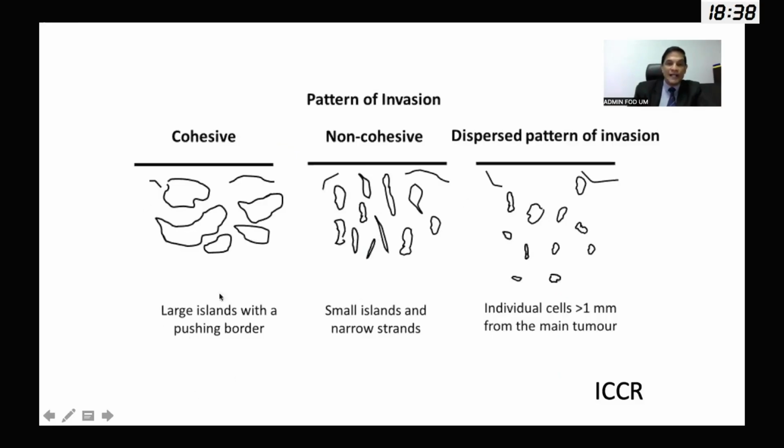So you have here the large islands with pushing border, and here small islands and narrow strands. They are usually less than 15 cells in width. And here the individual cells, they are mostly individual cells. They are 1 millimeter away from the main tumor. So that is dispersed. Now, these things correlate very nicely with the risk of metastasis.